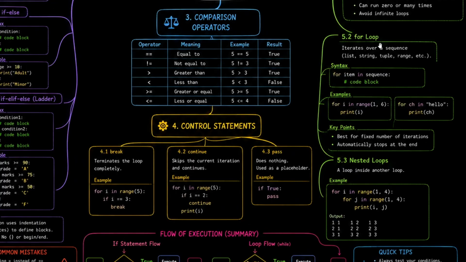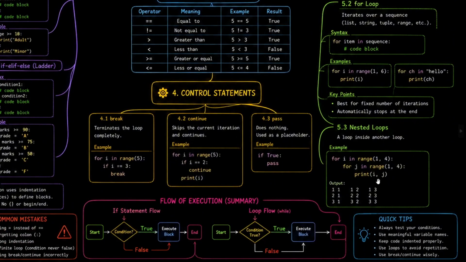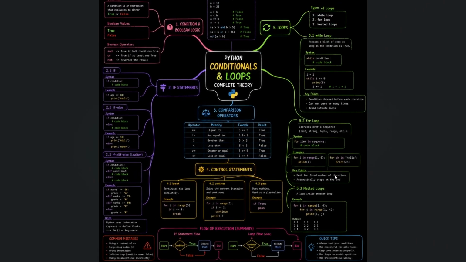Then for a sequence, when we have a list of items and we want to move through them, we use a for loop. For example, in this case, you see it is moving from 1 to 6, and in this it's moving through a string, searching hello and printing out all the characters. We can also use nested loops, which is a loop inside another loop. I will make a detailed video on that, so you don't need to worry about it for now.